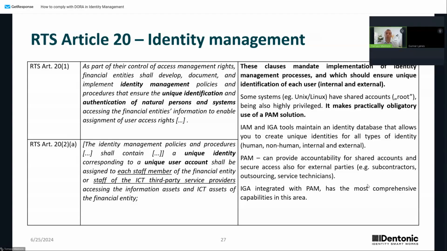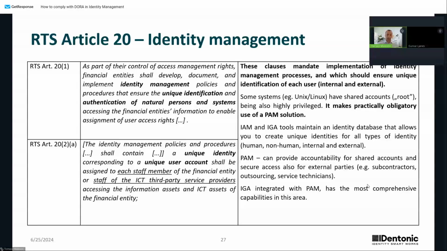So first of all, you have to manage the identity. This clause mandates implementation of identity management procedures, which should ensure unique identification of each user. If you take, for example, systems, maybe network devices, but maybe some servers which are Linux based, and you have the root account, it's very, very common to have shared accounts there. And with this requirement, you must have unique identification when accessing shared accounts also. So you need to have accountability of who is accessing shared accounts. And this makes the use of a PAM solution practically obligatory.